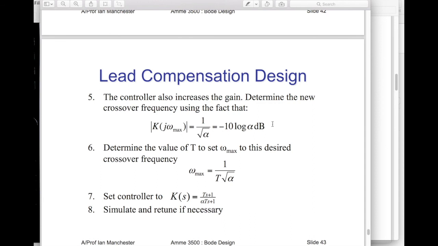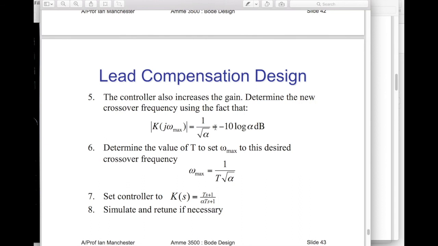Why is it minus 10? Because you get the minus sign from computing the log of 1 over something, and instead of minus 20 log of square root of alpha, the square root comes out the front and becomes divide by 2 when you're taking a factor outside of a logarithm. So minus 10 log alpha is the same as 20 log10 of 1 over square root alpha.